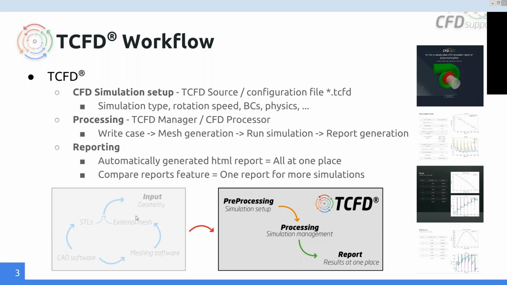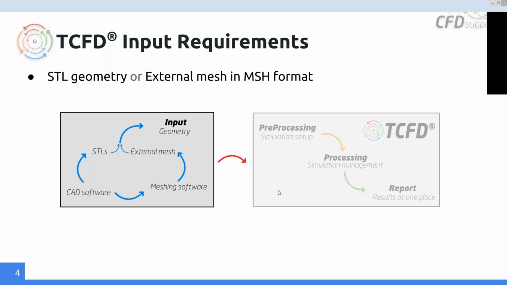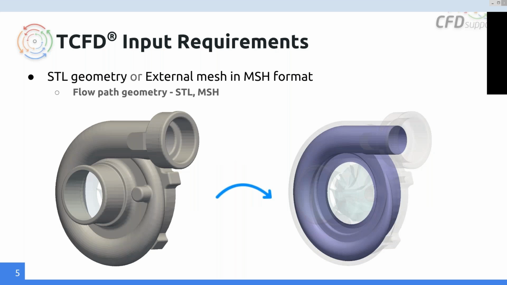So this is the workflow of TCFD, and I would like to really emphasize the input requirements which have to be satisfied. A lot of them must be followed both for STL geometry and for an external mesh. The first one is the flow path geometry. We need to define just the fluid-solid interface, the so-called wet surface area. Of course, you can provide the full solid, but the full solid must contain the flow path area, the wet surface. So this must be provided.